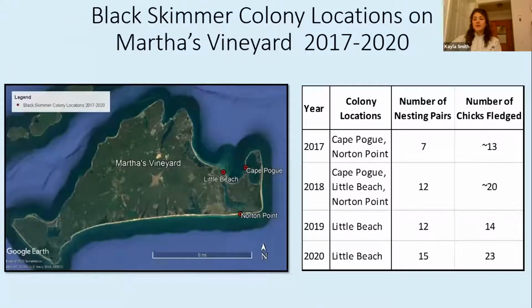Since 2012, skimmers have returned annually to nest on Martha's Vineyard, and the island has hosted the majority of the nesting pairs in the state. These colonies usually have fairly good productivity, and most pairs are fledging at least one chick. Since 2017, the number of nesting pairs has increased, and it looks like a nesting colony has become pretty well established on the Vineyard.